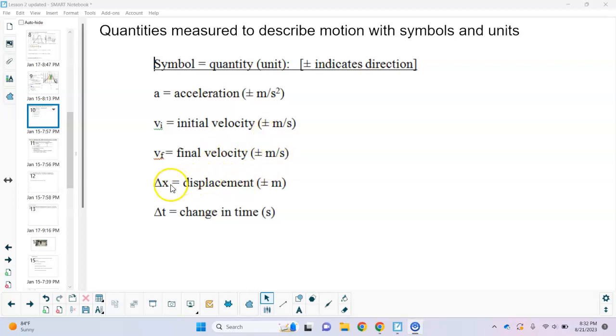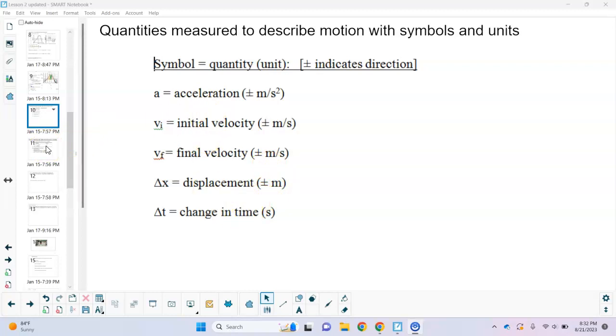We also discussed displacement, which is how far an object changes its position in a positive or negative direction, and that's in meters. And then we also have change in time. Time is the only one that doesn't have a positive or negative associated with it. So that's the scalar quantity, and everything else is a vector.